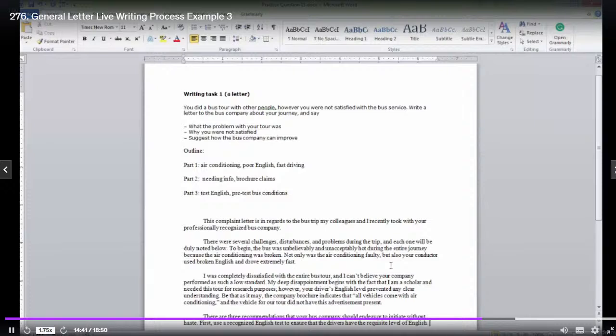So that's my first solution, to use a recognized English test. Now you notice how when I'm writing, you might see me start with some simple language, but then I remember this is a formal letter. I need to up the level of vocabulary, right? I need to up and show the ability with the vocabulary.